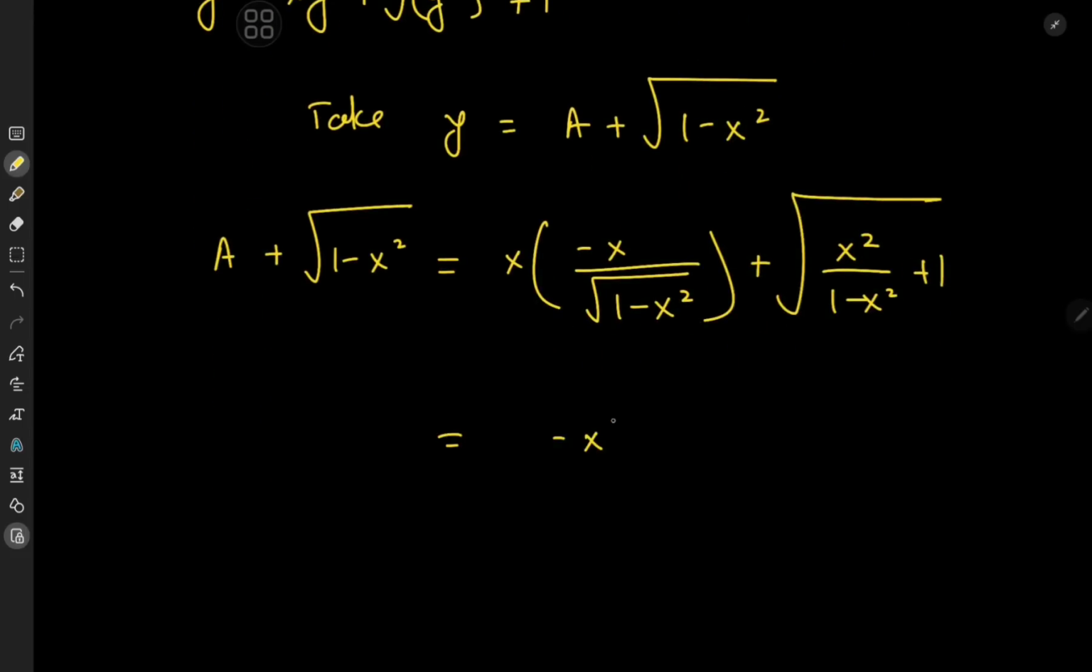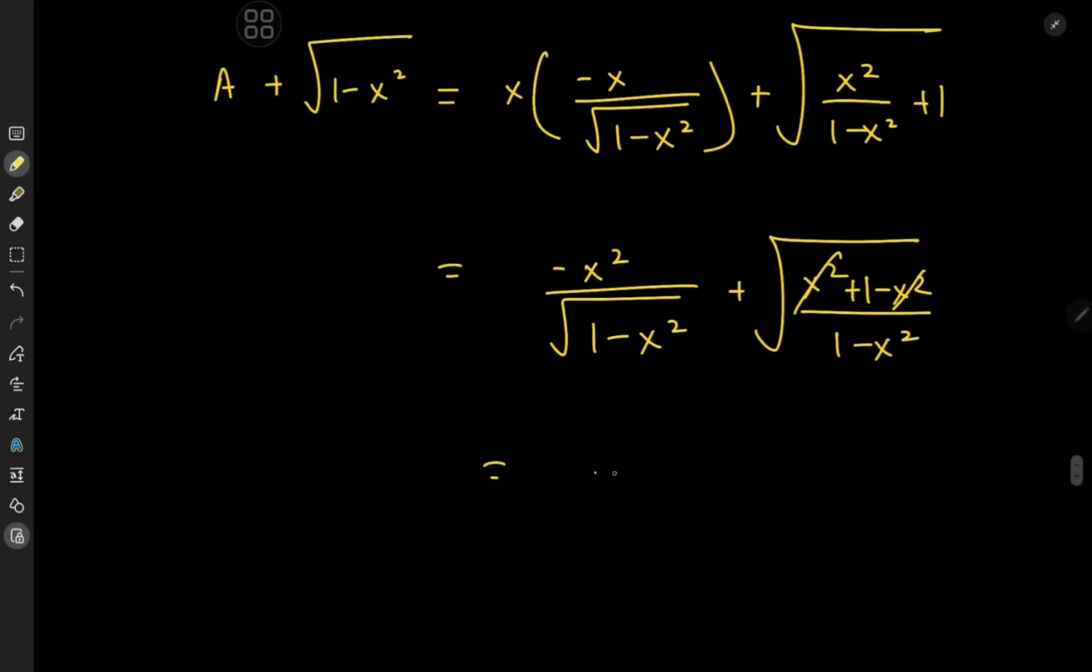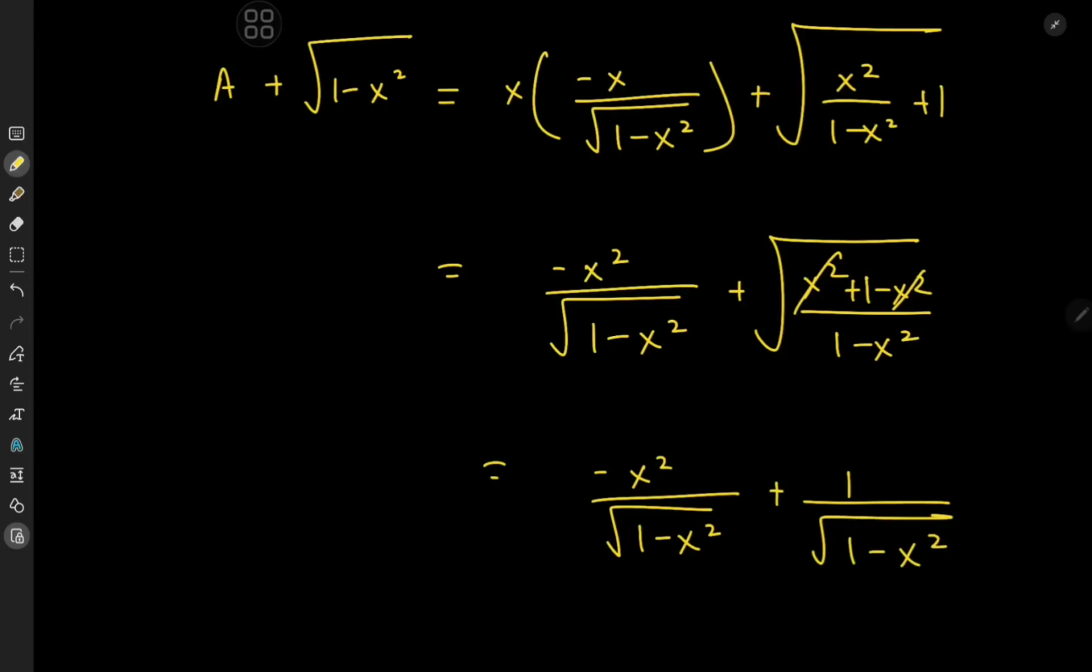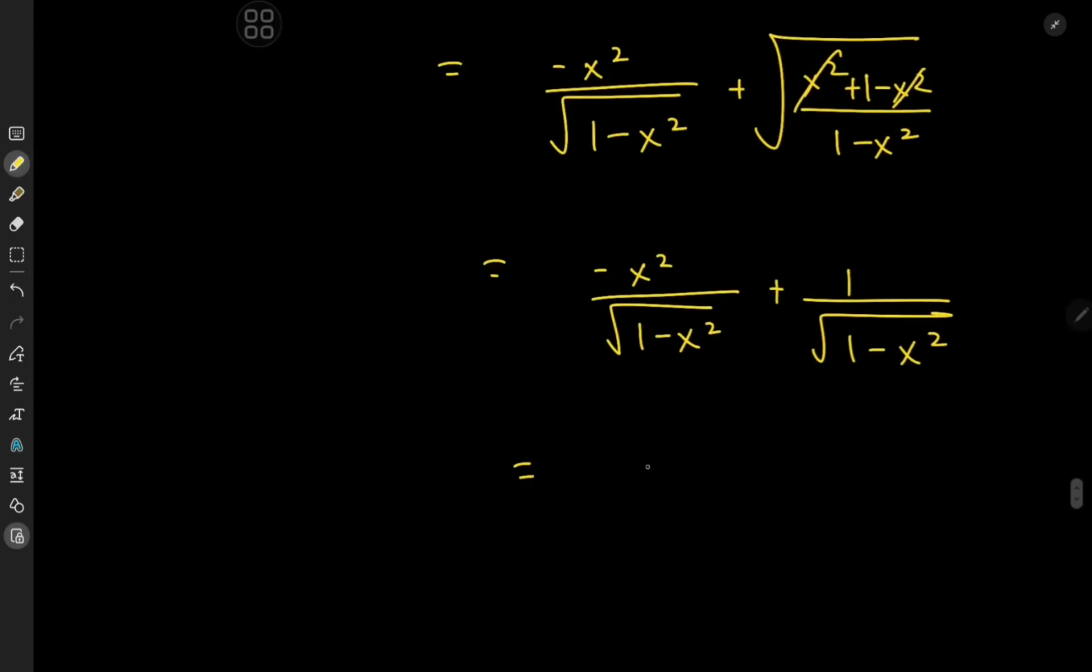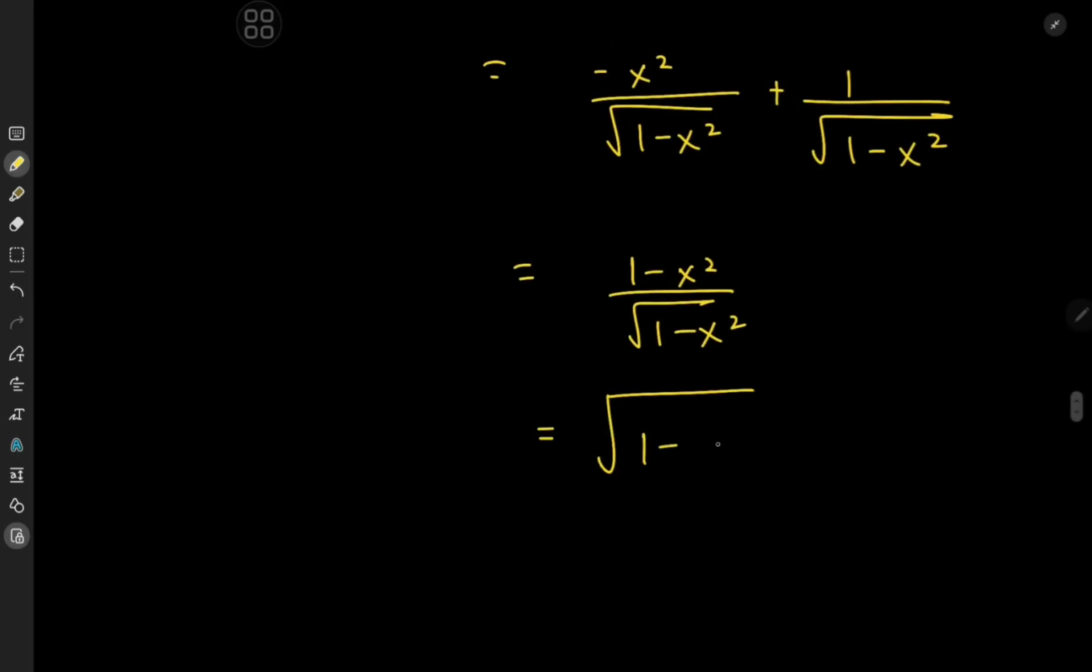So we have negative x squared divided by root 1 minus x squared, plus root x squared divided by 1 minus x squared plus 1, again some cancellation, meaning that we have negative x squared divided by root 1 minus x squared plus 1 divided by root 1 minus x squared. But wait a minute, that means we have 1 minus x squared divided by root 1 minus x squared, which of course equals root 1 minus x squared, so that's the right-hand side.